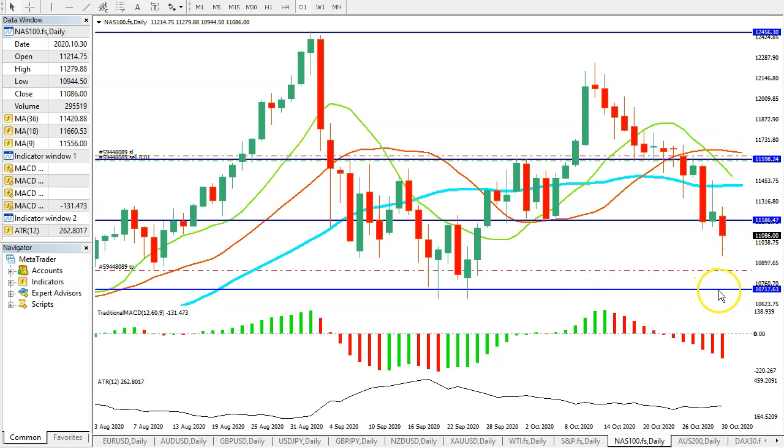And also if the price reaches this level and gives a setup with a MACD divergence and a pin bar, we will consider going long close to this support level.